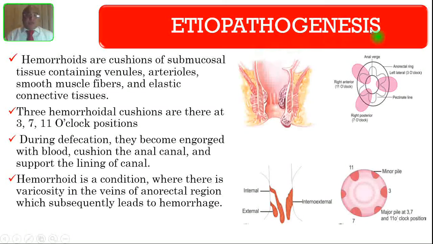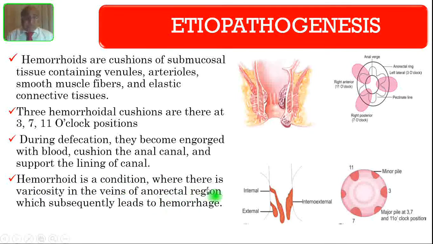So coming to the etiopathogenesis, hemorrhoids are normal cushions of submucosal tissue that contain venules, arterioles, smooth muscle fibers and elastic connective tissue. Three hemorrhoidal cushions are normally at 3, 7 and 11 o'clock positions, because the right superior rectal artery has 2 branches, whereas the left has only 1 branch. That is why you have 1 on the left side and 2 on the right side. During defecation, these cushions become engorged with blood. This cushions the anal canal and supports its lining.